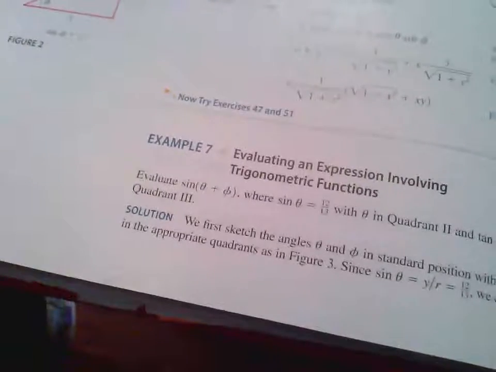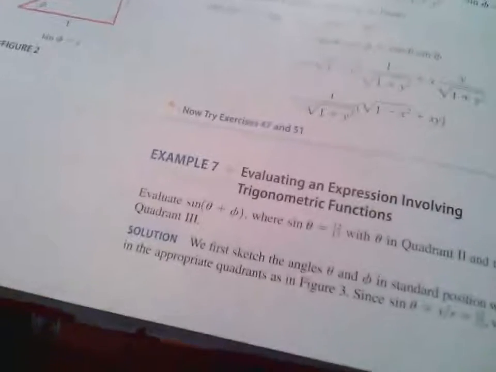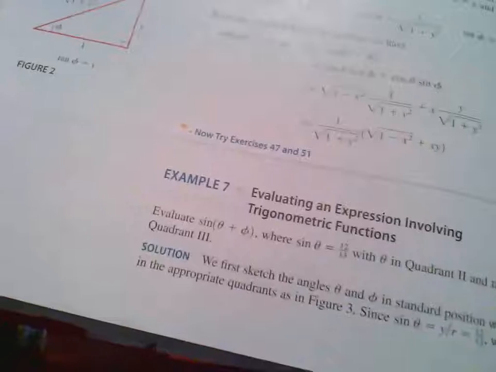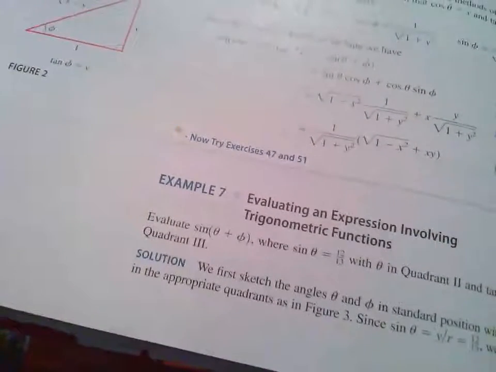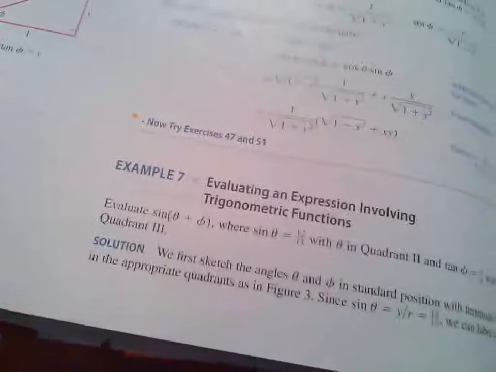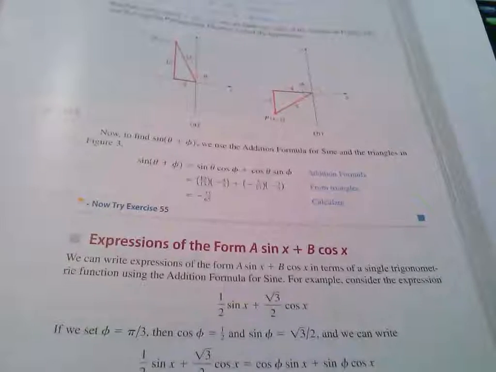Example 7, evaluate an expression involving trig functions. We will touch on a few of these. Okay, they're going to look really difficult, but they're a lot easier than you realize. So that leads us to page 585, expressions of the form a sine x plus b cosine x.